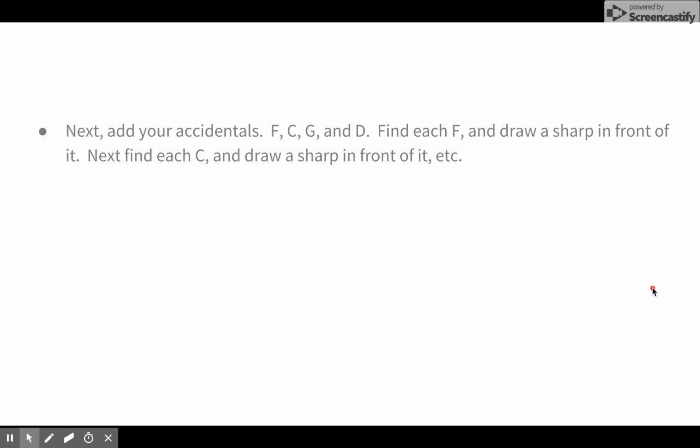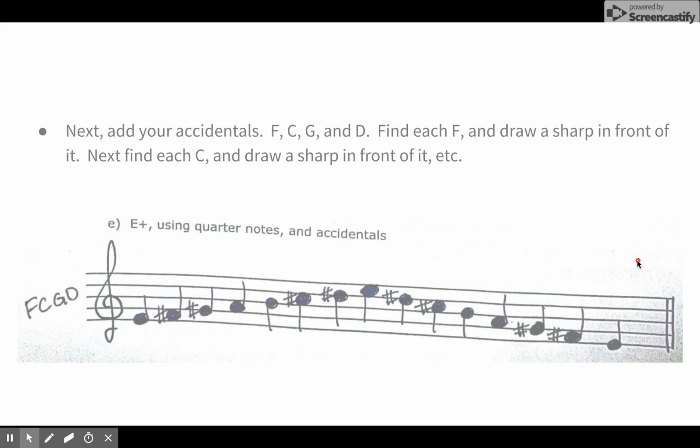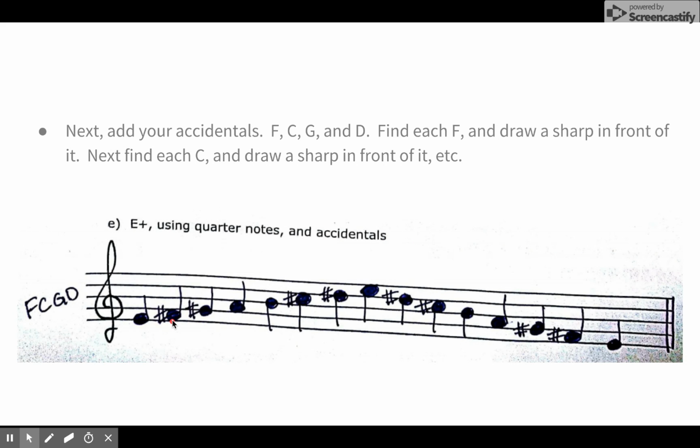So now we're going to put in the accidentals for F, C, G, and D. So we've got F sharp, G sharp, C sharp, and D sharp, ascending and descending.